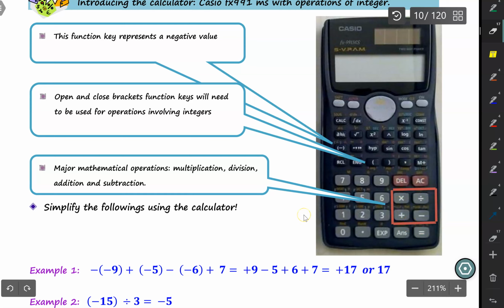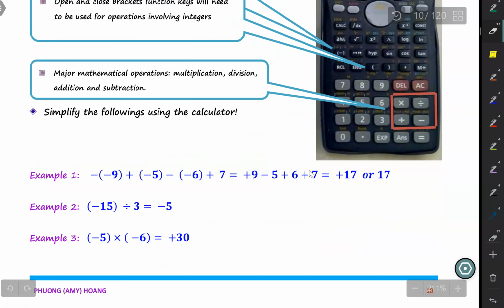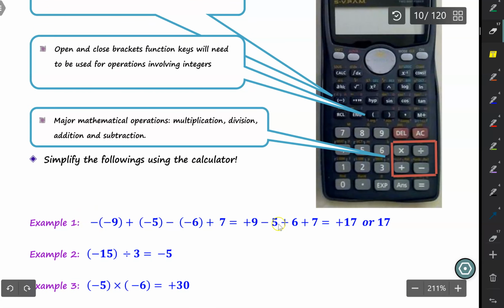And if you have to add, subtract, multiply, and divide integers, we need to work with this key right here to show that we want to present it as a negative number. Okay, so let's go over this example. For example 1, I have negative of negative 9. And then I add that with a negative 5. I subtract that with negative 6, and I add that with 7. So you can use a calculator to get to the answer 17.